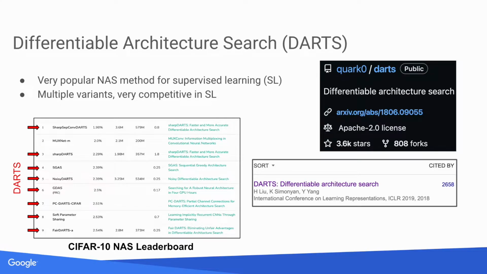To begin, I will first talk about the background and motivation behind our paper. DARTS has become a very popular neural architecture search method for supervised learning recently, with multiple variants topping leaderboards on typical benchmarks, such as CIFAR-10 and ImageNet.